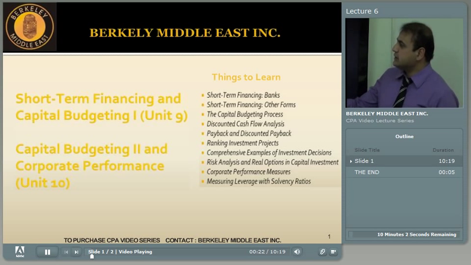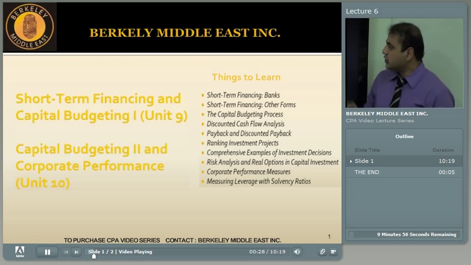Broadly, we are going to discuss how to get the money, that is short-term financing from the banks. Then short-term financing from other sources, what could be the other sources for us to arrange the money. The capital budgeting process: what is capital, what is budgeting, what is the process, these three things we have to understand. Discounted cash flows, that is DCF. Then payback and discounted payback methods.